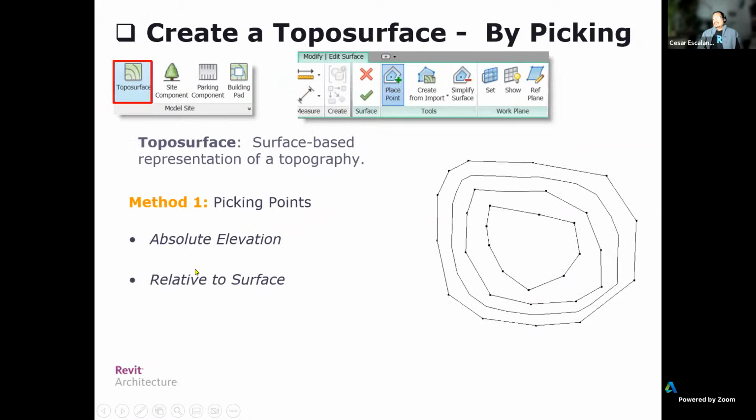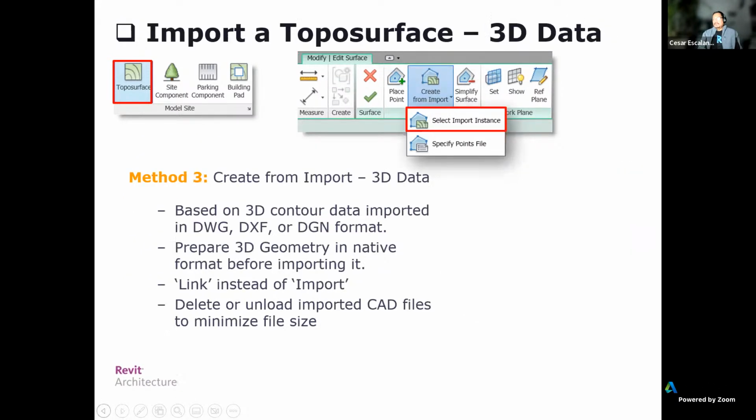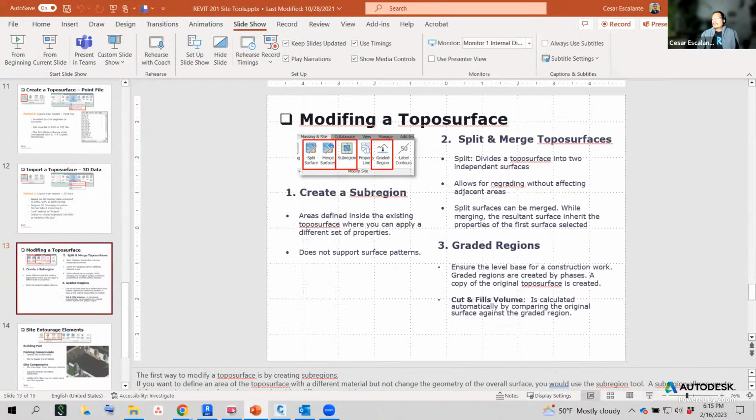All right, and then we're going to get into the different ways of creating topo surfaces. One is by picking, another is by points, and the other is by 3D data, that import instance. And we're going to do that very quickly. Okay, so let's jump back into Revit. Any questions?